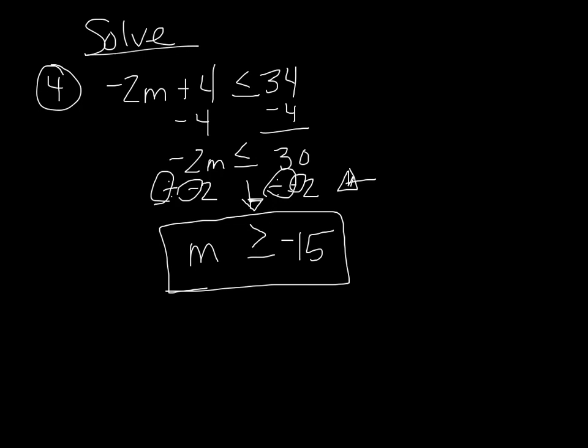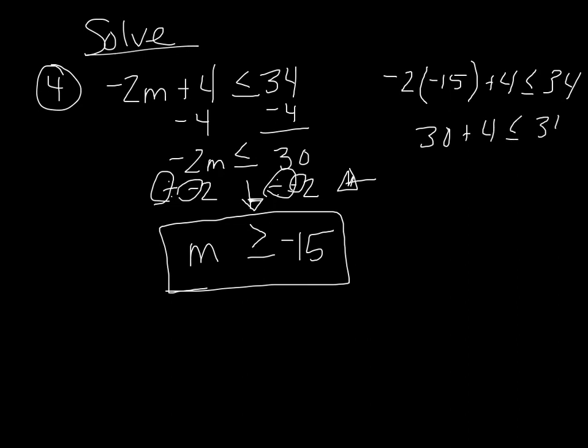And how you can check your work for this one is we can do negative 2 times a negative 15 plus 4 is less than or equal to 34. Let's make sure this works. Okay, so I'd get 30 plus 4 is less than or equal to 34. I'd get 34 is less than or equal to 34. It is equal to, yep, checks out. Okay, so we can always check that out and make sure it works.